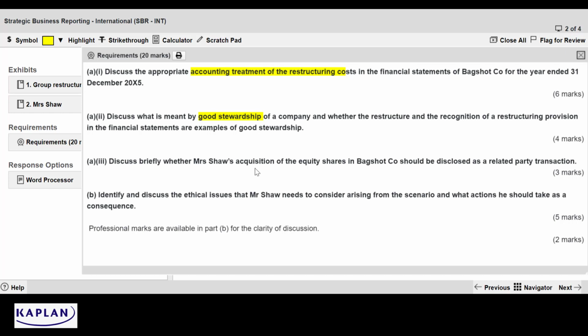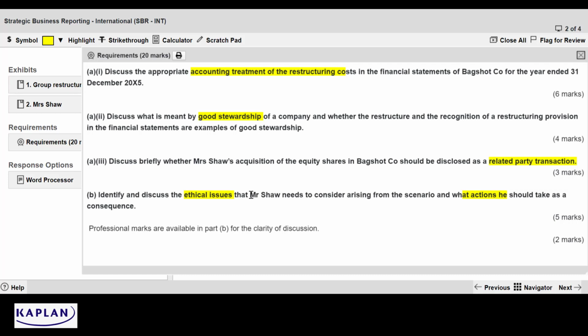A Part 3 is about the acquisition of shares. So Mrs. Shaw has bought some shares, and is this to be disclosed as a related party transaction? Okay, so there's lots of different things we're being asked to do. Now, the classic in Part B is to identify and discuss the ethical issues that are arising very much in a practical situation and what actions should be taken.